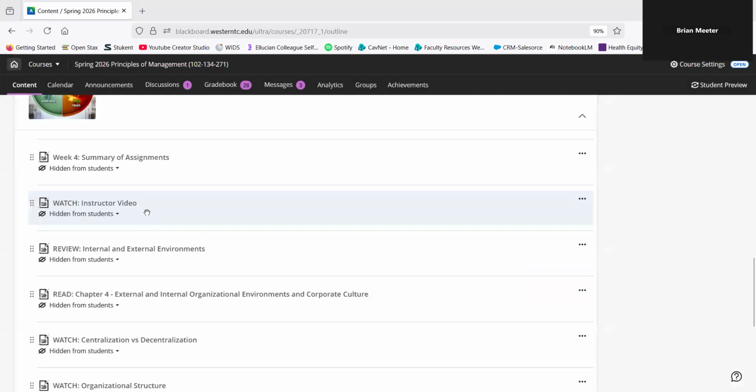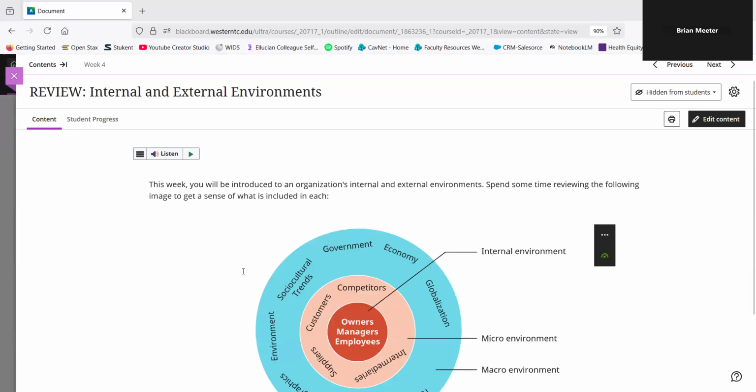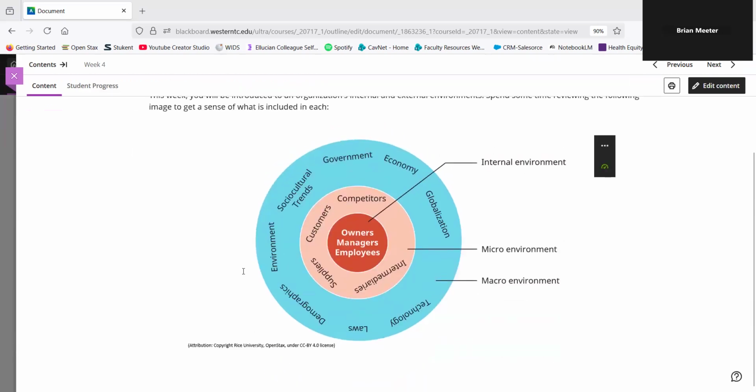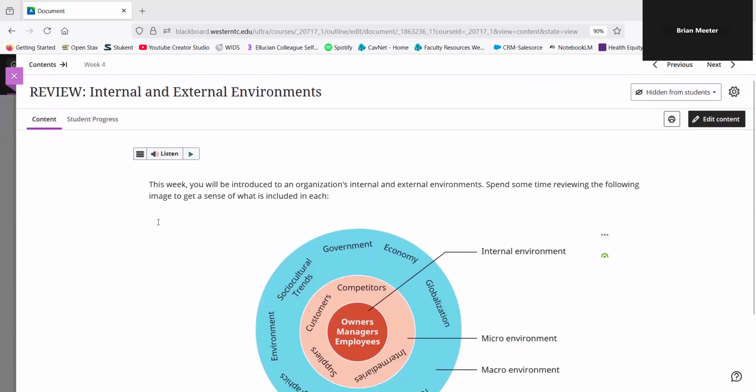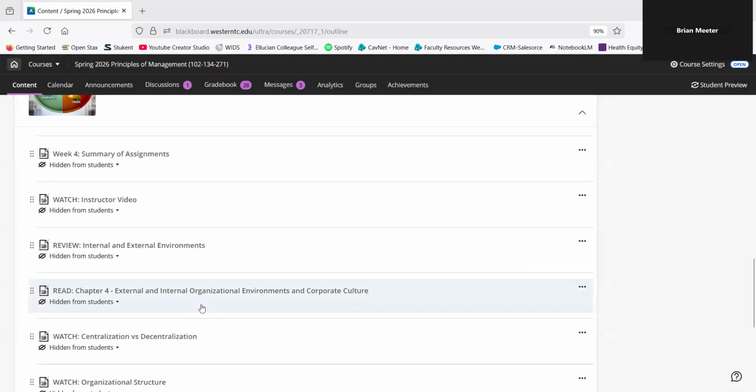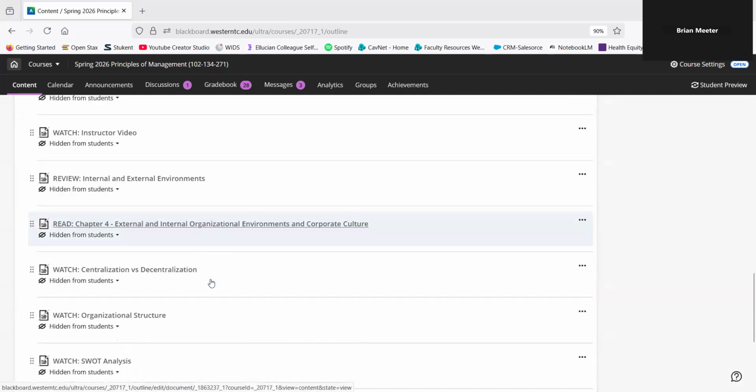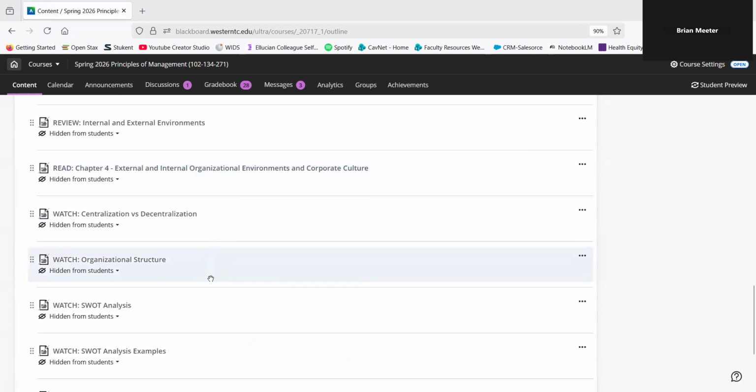Okay, so again, here is a little bit about the external environments, and let's see, here's the chapter that you need to read. Okay, so there's a bunch of stuff to watch.